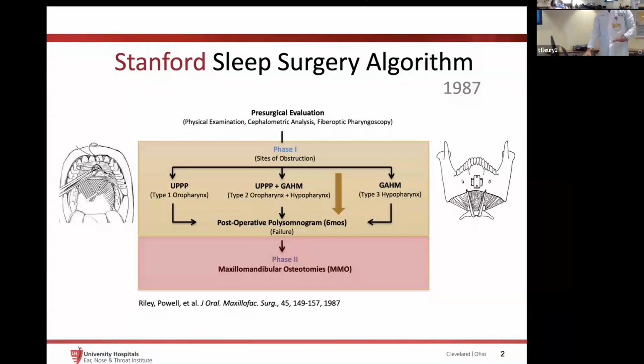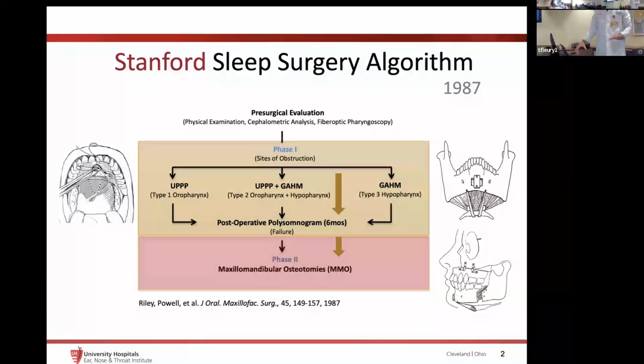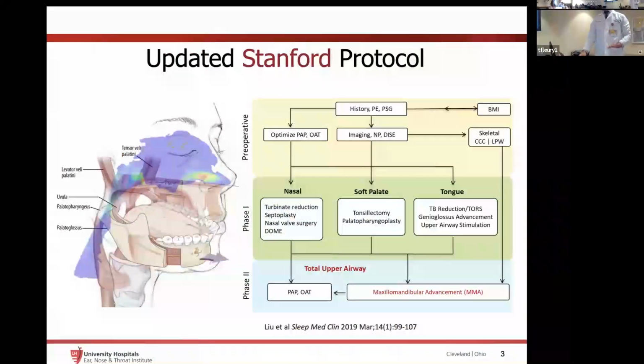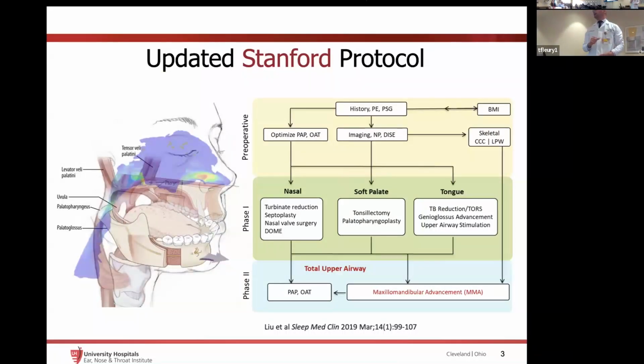Before, we would do it in 2 phases. We'd try phase 1, which focused on soft tissue and advancement of the genioglossus. And if that failed, we'd finally go for a full MMA. Now we have a lot more to offer and we understand a lot more. But all of this comes from understanding of anatomy and phenotyping.